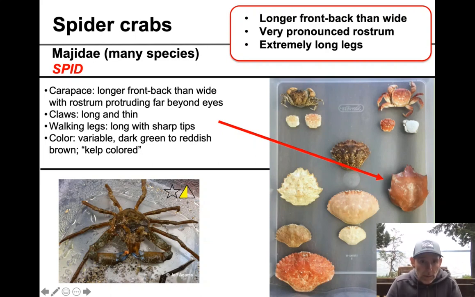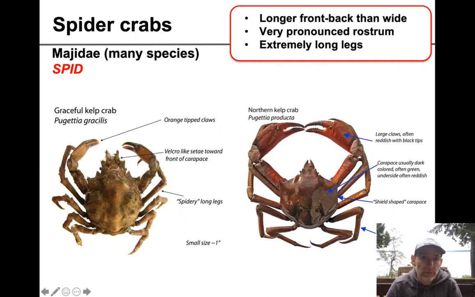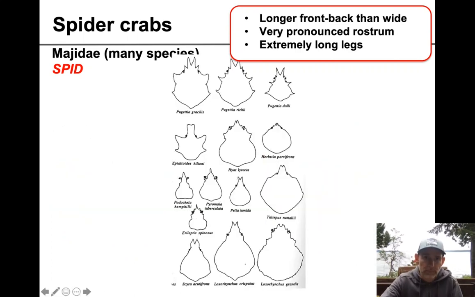The family uses the code SPID for spider. And as I said, they're very abundant and very diverse in our region. Here are just two examples. The graceful kelp crab, which is almost a type of decorator that allows it to collect debris for camouflage. And then the northern kelp crab, which we oftentimes find in our kelp forests. And as I said, longer front to back than wide in terms of the carapace, very pronounced rostrum, and extremely long legs. And here's just a bit of the diversity in the carapace shape of the spider crabs.